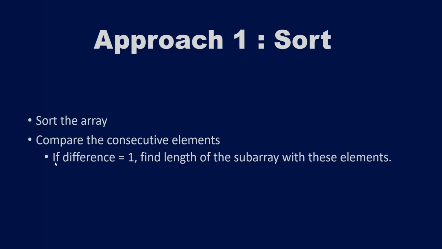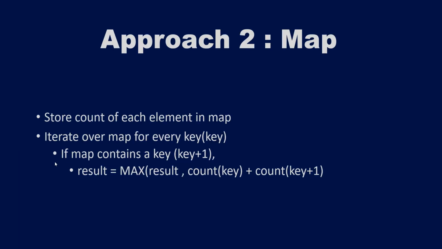Do we really need to sort it? We can use a counting method or a map. The map will store the count of each element that is present, and then we iterate over the map, and for every key we check whether the map contains a key that has a value 1 greater than the key, so that those elements combined can form a harmonious subsequence. And if present, we update the result as the maximum of result or the addition of the count of the key and the count of key plus 1. So these are the two ways we can solve the question. Let's go ahead and code both these approaches, starting with sorting, and then we'll move on to our map approach.